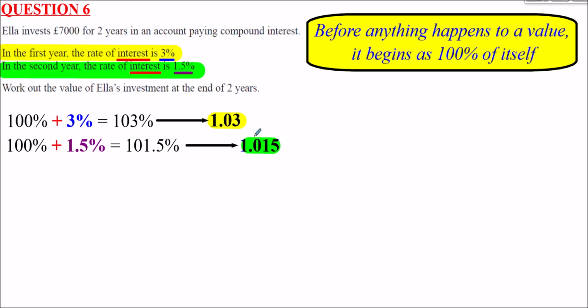So now, putting these two together, we're perfectly placed to actually work out the value of Ella's investment. So she starts off with £7,000. The first year, it increases by 3%. So the decimal multiplier for an increase of 3% is 1.03. So this tells us how much it'll be worth at the end of the first year. And then the second year comes, and then we're going to increase by 1.5%, which is done by multiplying by the decimal multiplier 1.015. So that's the calculation we need to perform on the calculator, which will tell us the final value of the investment.